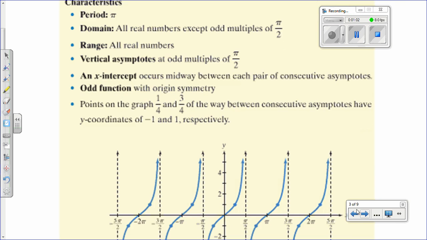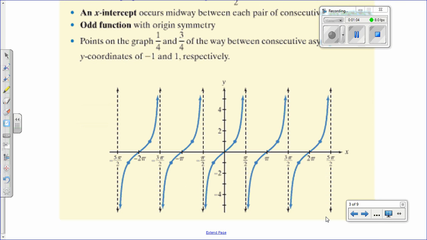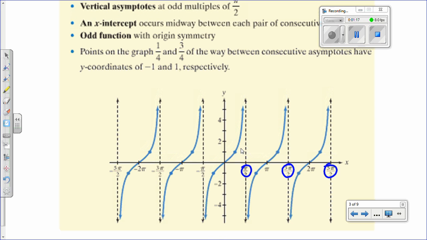And so we have that here, and you can see that those asymptotes happen to be multiples of pi over 2. But they're not just multiples of pi over 2. They happen to be odd multiples of pi over 2. So what do I mean by that? This one right here is actually 3 times pi over 2. 3 is an odd number, so that's how you get 3 pi over 2.